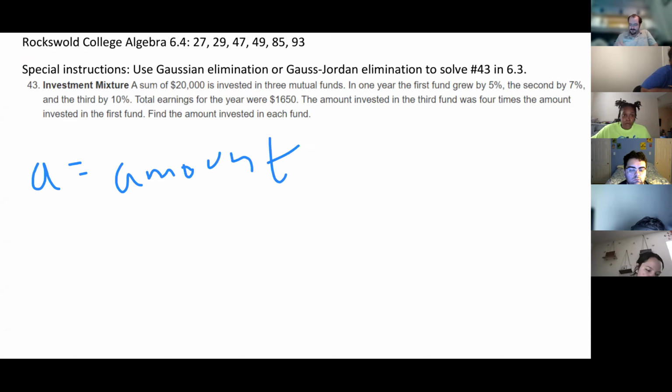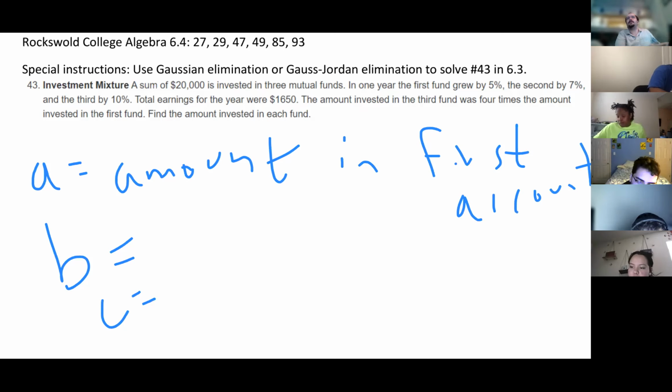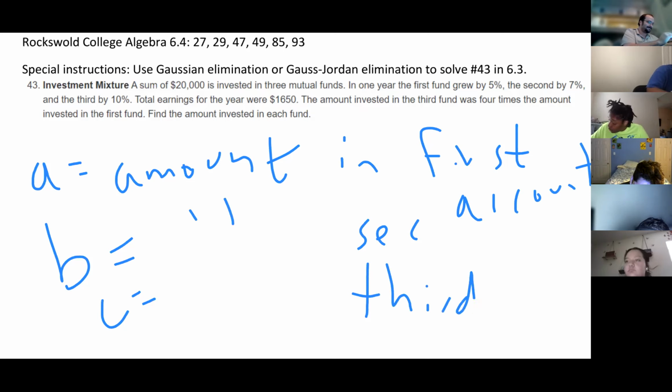So I think we had this amount established. First account. So A was the amount in the first account, B was the amount in the second account, C is the amount in the third account. I'm going to be lazy and write dittos and put second. Third. Ditto. We have ABCs. A sum of 20,000 is invested into all of these three accounts.